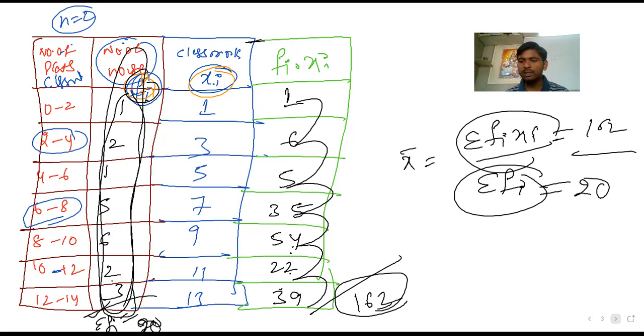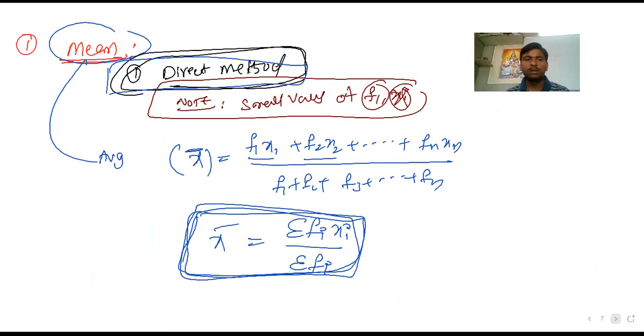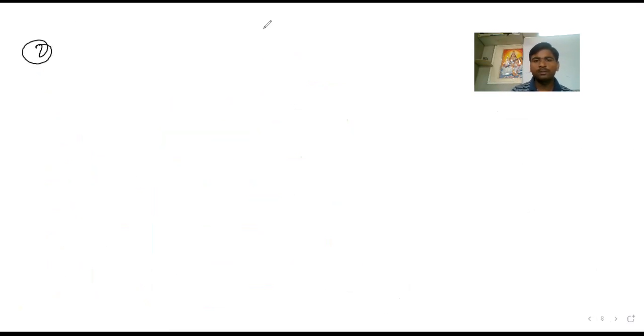Okay, can I go to the next case? Okay, thank you. Next, the direct formula is over, for smaller values. Next, the second case, the second method. The second method you can call an approximation method, or people call it a shortcut method, or assumed method.